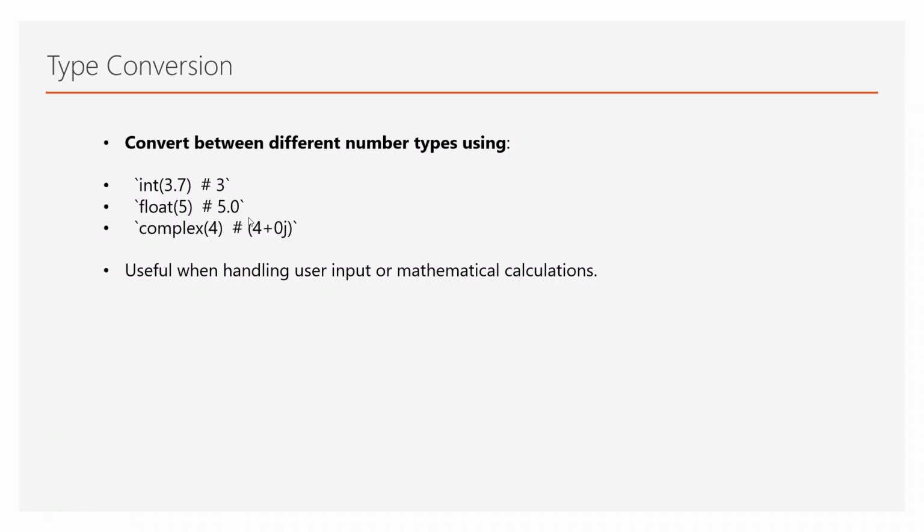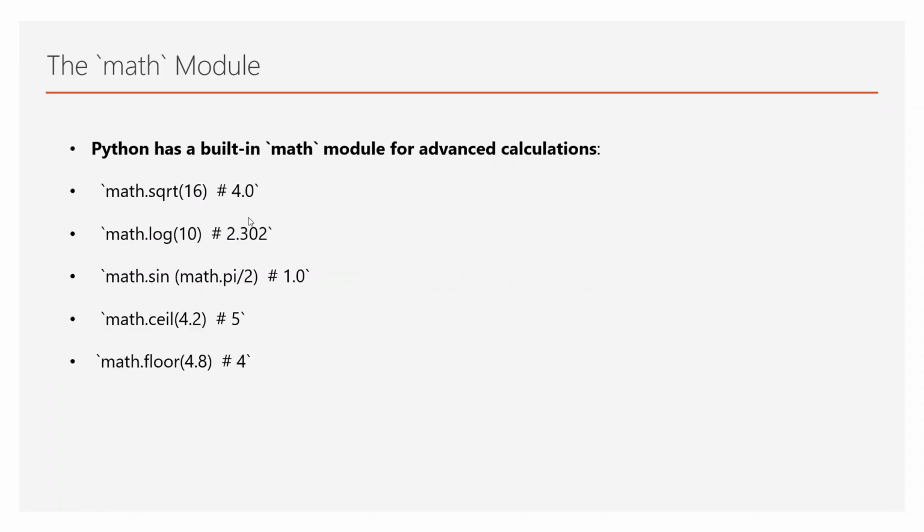Now let us understand the math module. This math module extends Python's mathematical capabilities, allowing us to perform complex calculations such as logarithmic, trigonometry and rounding. Let us see a few of them. First you can see math.sqrt(16). When you take the square root of this, it will be 4.0. Then the second example is log 10, that is your logarithmic. When you take the log of 10, it will be 2.302.